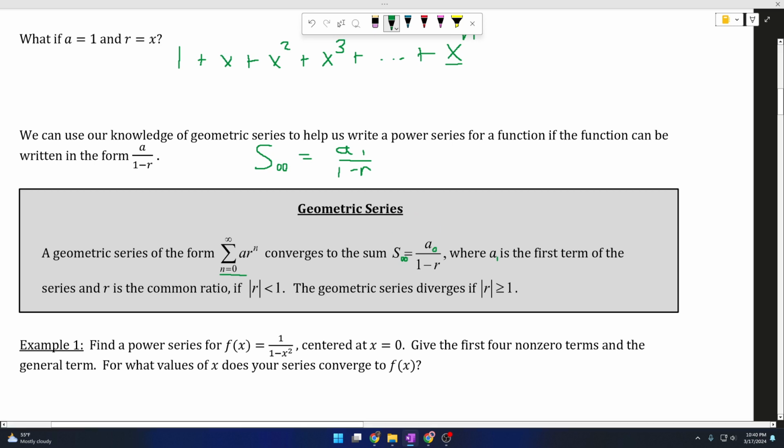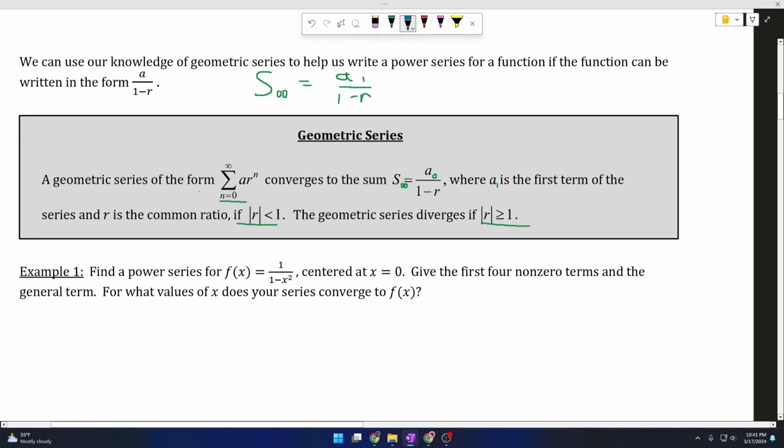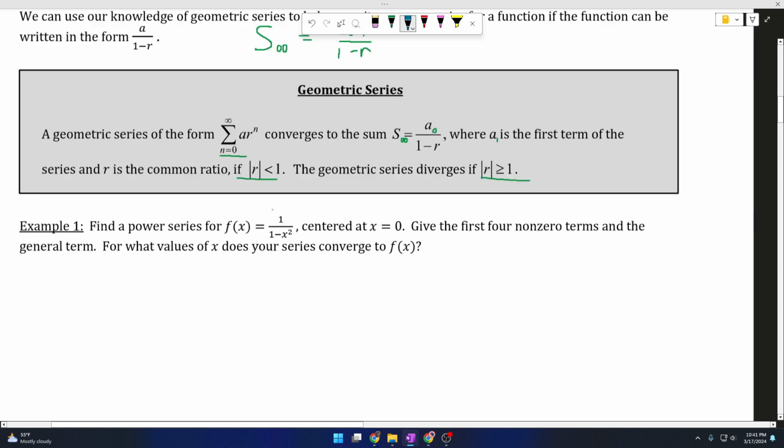Remember that a geometric series converges so long as the absolute value of r is less than 1, and it diverges if it's greater than or equal to 1. That includes when it's equal, so we don't have to check endpoints like we were in the ratio test. So if you know it's geometric, there's no need to check an endpoint. It diverges at both endpoints, positive and negative 1 for r. So what's nice is when you're given these formulas, you're just going to go backwards.